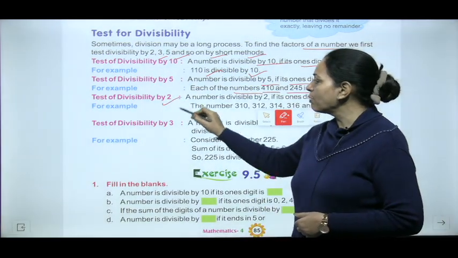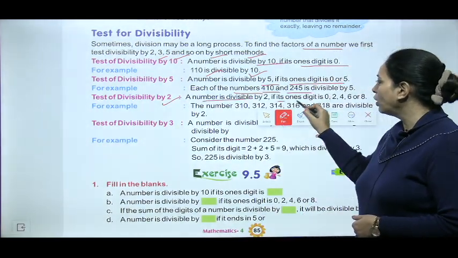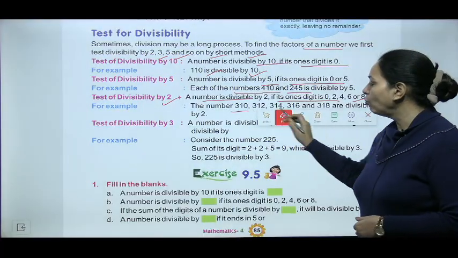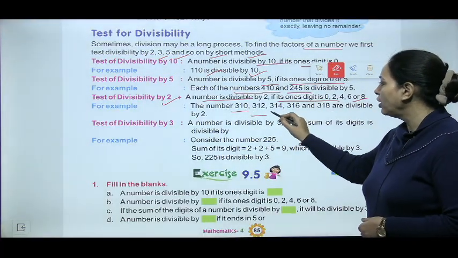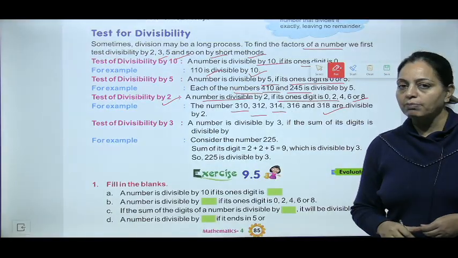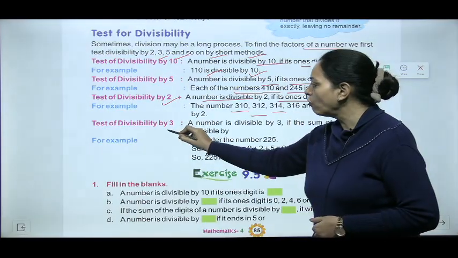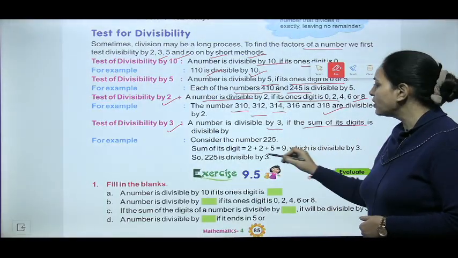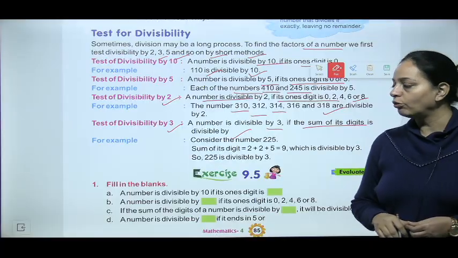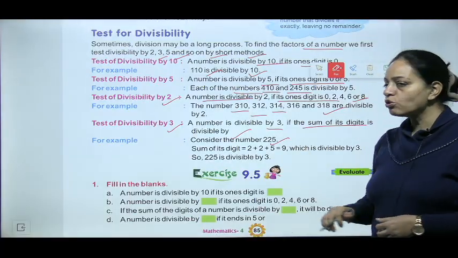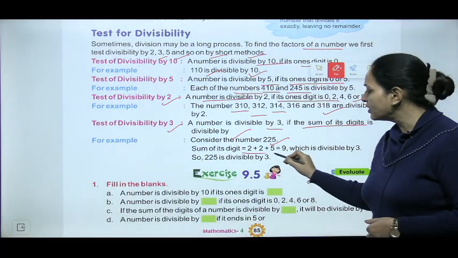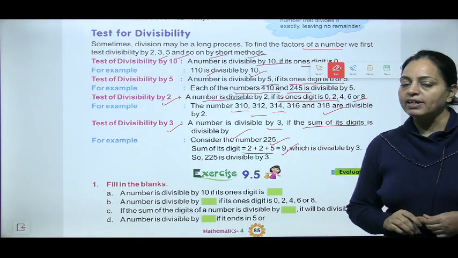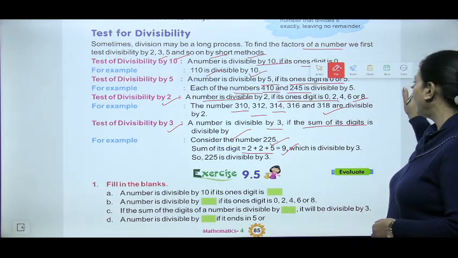Now the test of divisibility by 2. A number is divisible by 2 if the ones digit is 0, 2, 4, 6 or 8. Like the numbers 310, 312, 314, all are divisible by 2. Now the test of divisibility by 3. A number is divisible by 3 if the sum of its digits is divisible by 3. Like see this number 225, take the sum of the digits, this is 9, which is a multiple of 3. So yes, this number is divisible by 3.